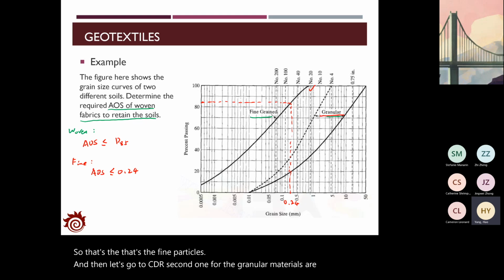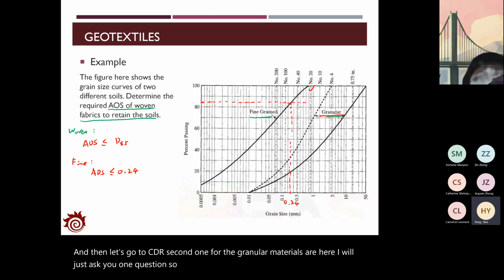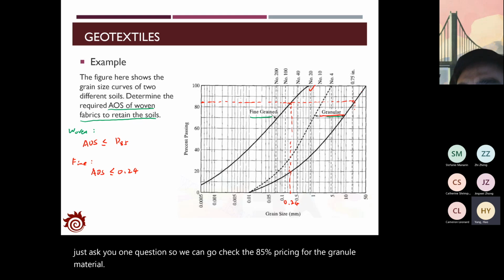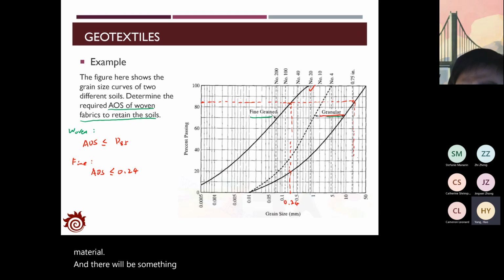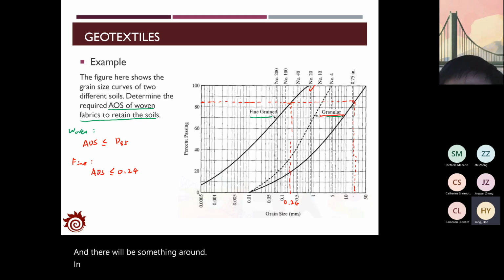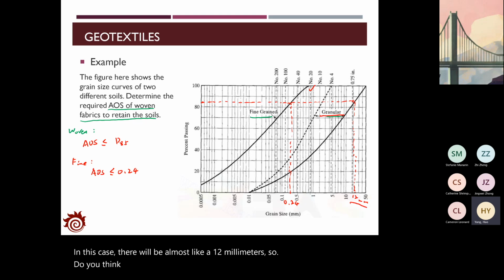Here I will just ask you one question. We can go to check the 85% passing for the granular material, and in this case that will be almost 12 millimeters. So do you think 12 millimeters is the value we have to use for the granular materials? Is it the right value for us to use? Any ideas about it?